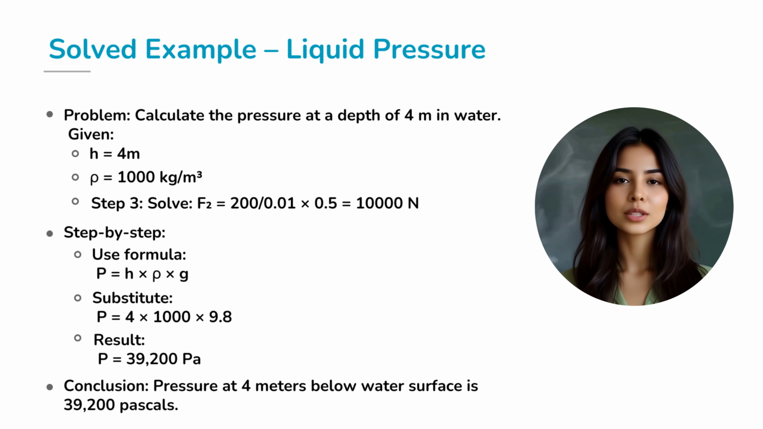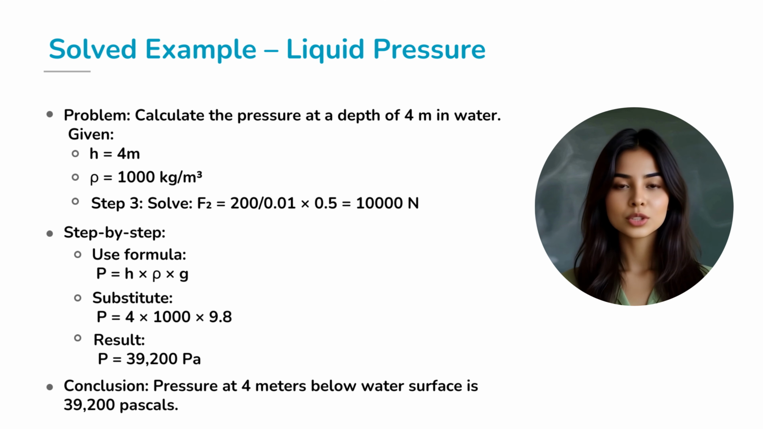Let's solidify our understanding with an example. Problem: Calculate the pressure at a depth of 4 meters in water. We are given H equals 4 meters, rho equals 1000 kilograms per cubic meter, G equals 9.8 meters per second squared. We'll use P equals H times rho times G.